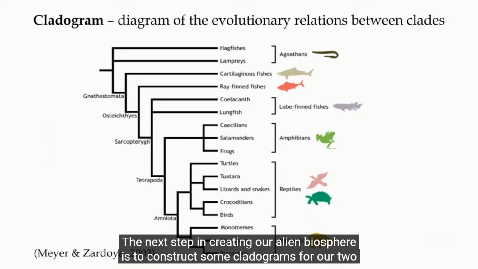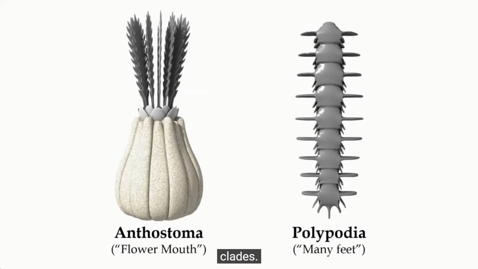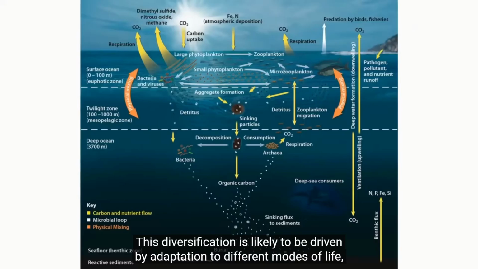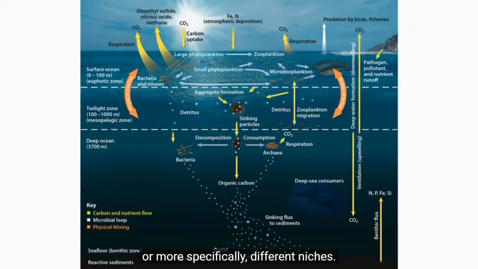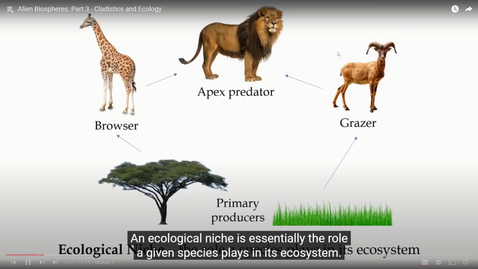The next step in creating our alien biosphere is to construct cladograms for our new body plans, and to do that, we need to have them undergo diversification into different clades. This diversification is likely to be driven by adaptation to different modes of life, or, more specifically, to different niches. An ecological niche is essentially the role a given species plays in its ecosystem.